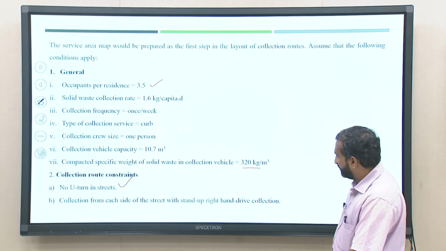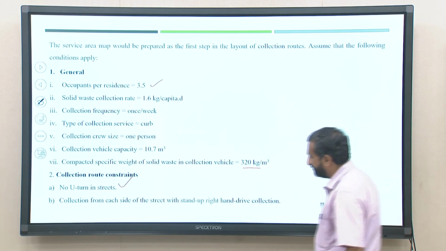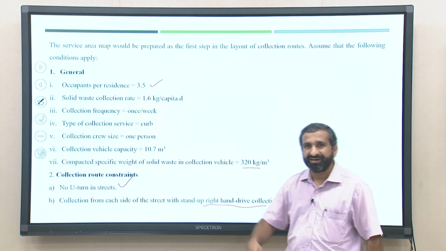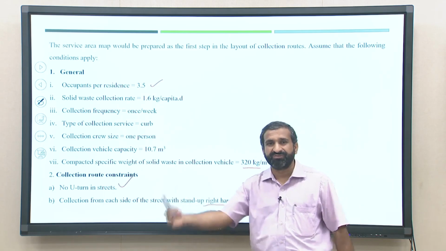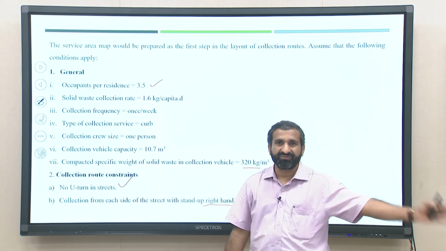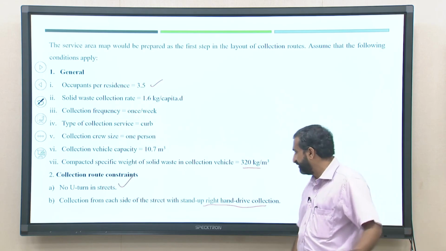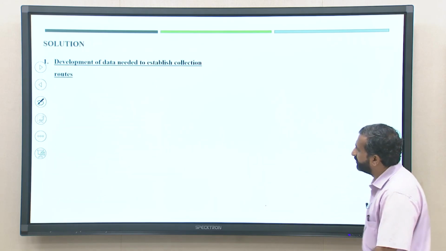And collection from each side of the street with a right-hand drive collection system. This is also important. The vehicle has a right-hand drive collection system. Only when the vehicle has the households on its right hand is the waste collected from them, not from the other side. So, we will go for the solution.